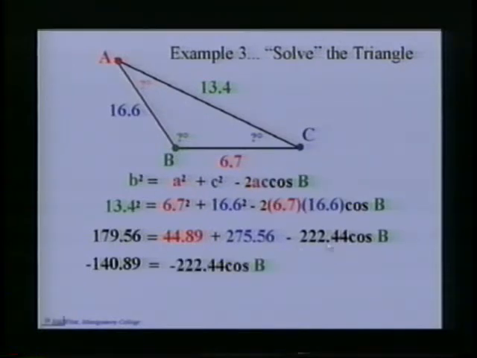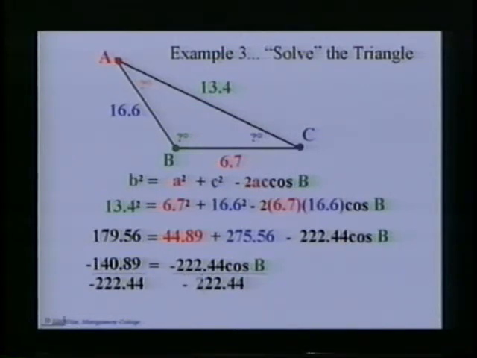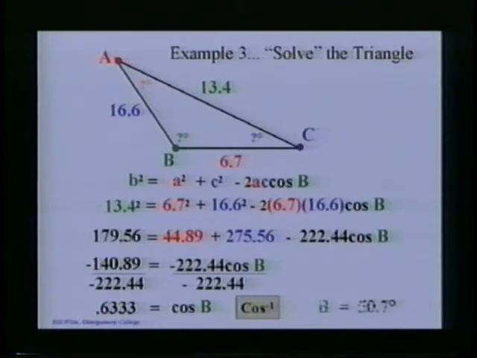And I'm going to be left with negative 222.44 cosine of b. I just took these two numbers from here and took it from this number and ended up with a negative. Now let's divide. We're going to solve for cosine of b, so I'll divide by what's keeping him from being alone. And that'll cancel out. And what will I get on this side? A teeny-weeny number. And that'll be the cosine of b. Well, how do I find b? Well, take the inverse cosine. Okay? And the calculator will tell you that b is 50.7 degrees.